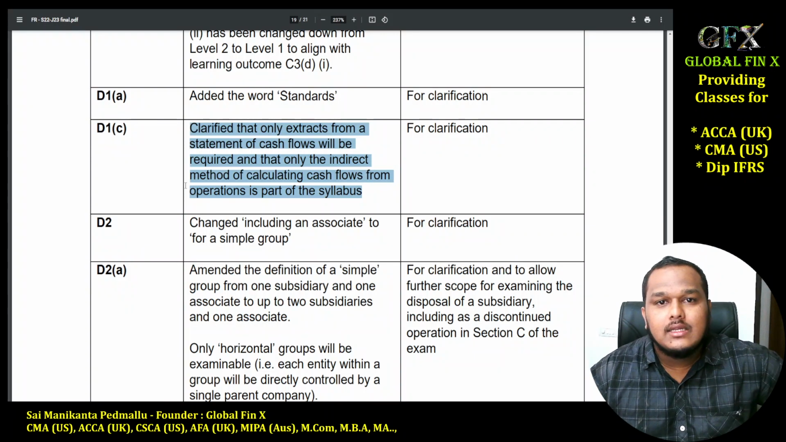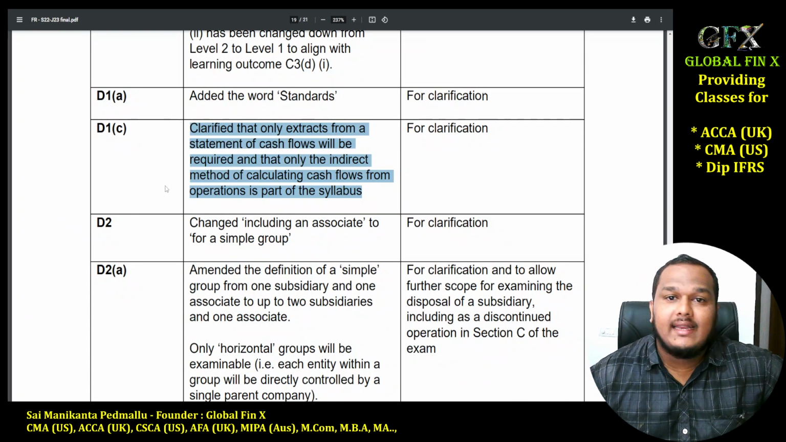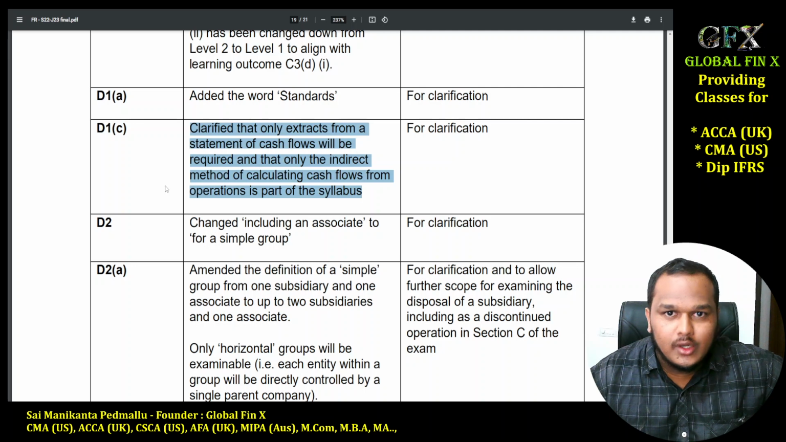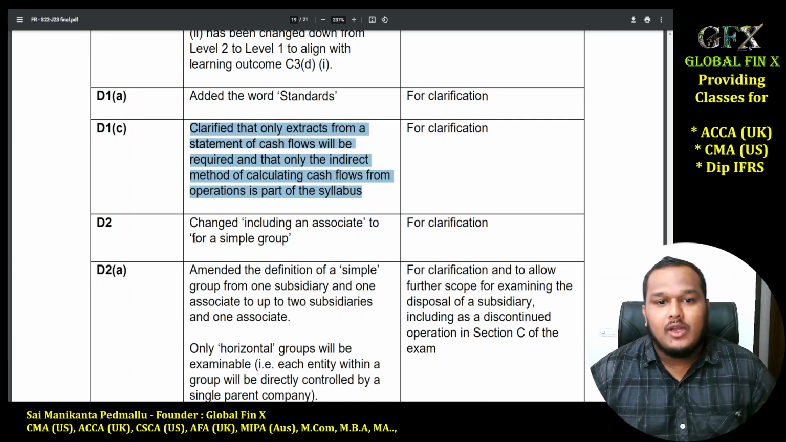So that part is tested. The indirect method is tested for your exam. The direct method is not tested for your exam. So please be careful about that part.